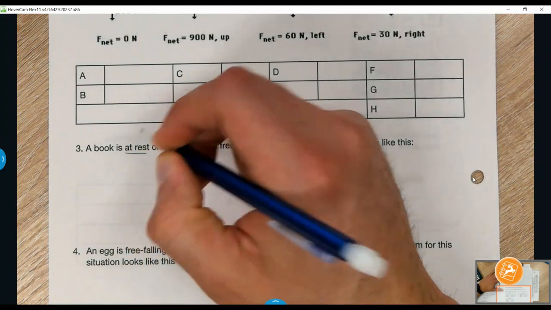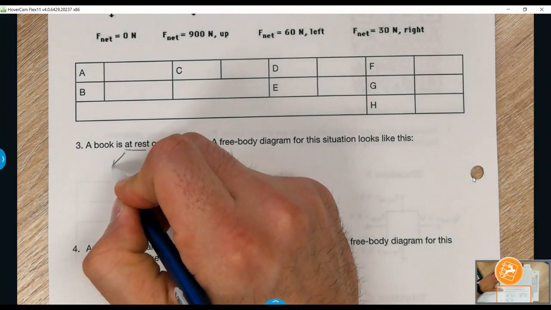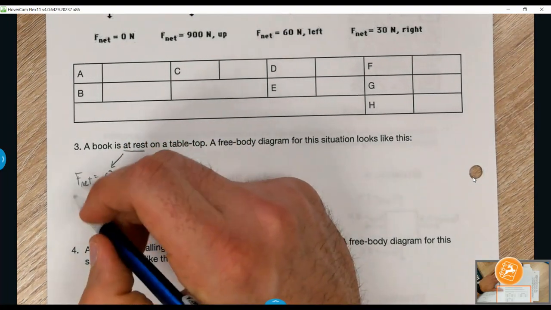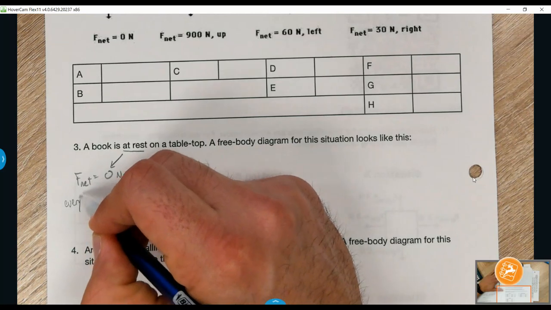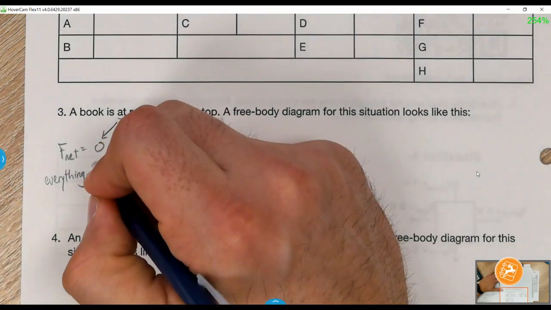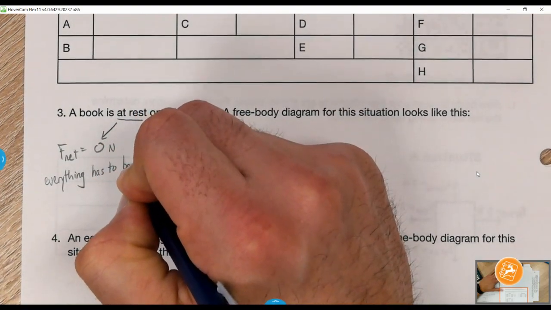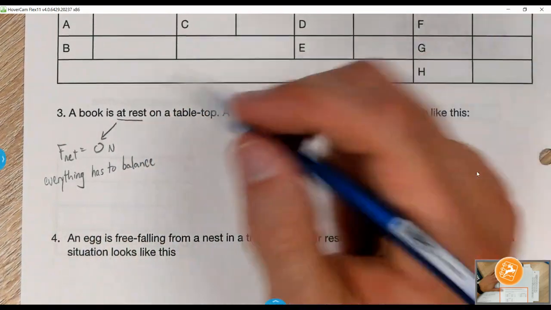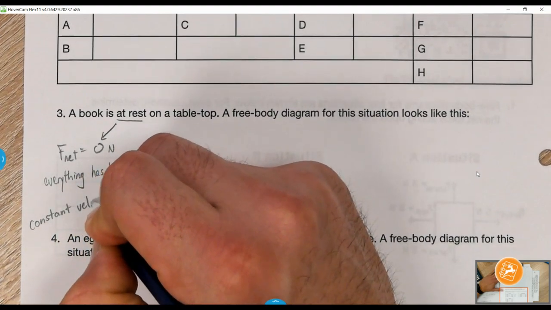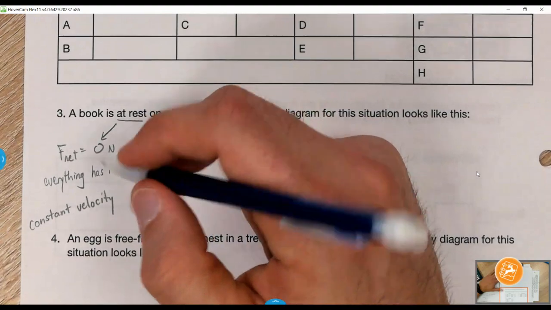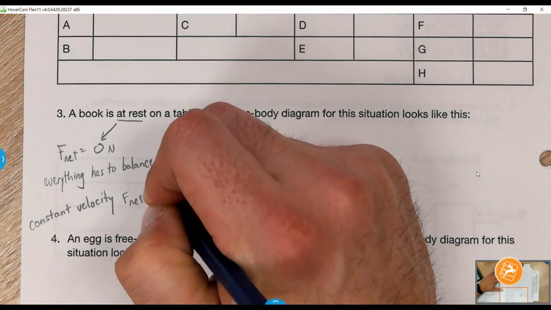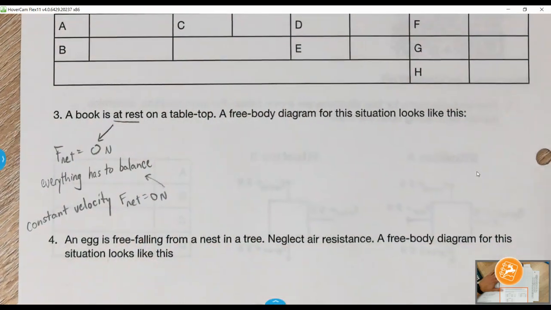So anytime you see the word at rest, what does the F net got to be? Good. And that means everything has to balance. And the same thing, if you see constant velocity, F net is equal to 0 newtons, which also means everything has to balance.